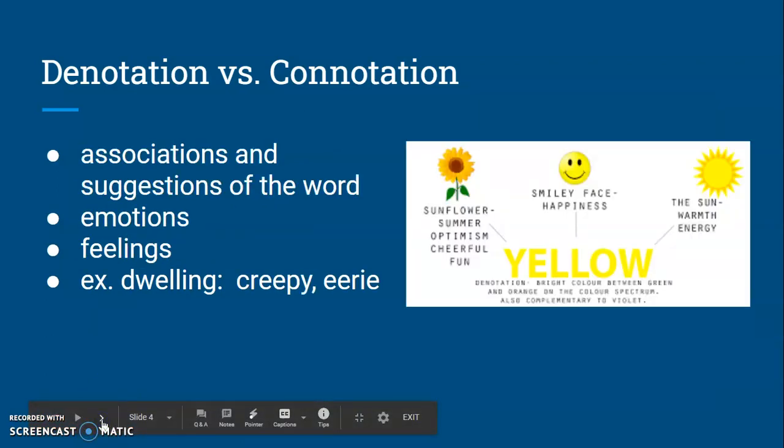And connotation is an association or suggestion of the word. Most often it represents emotion. An example using the same word would be dwelling having the connotation of being creepy or eerie.